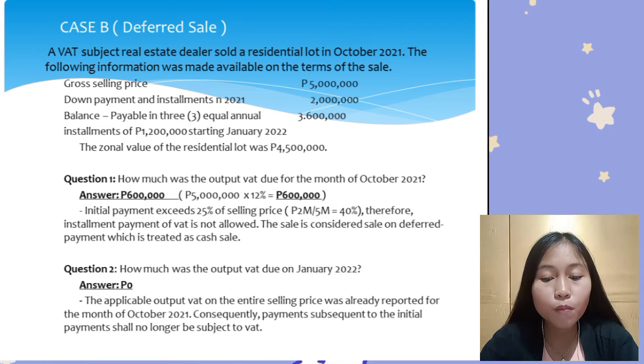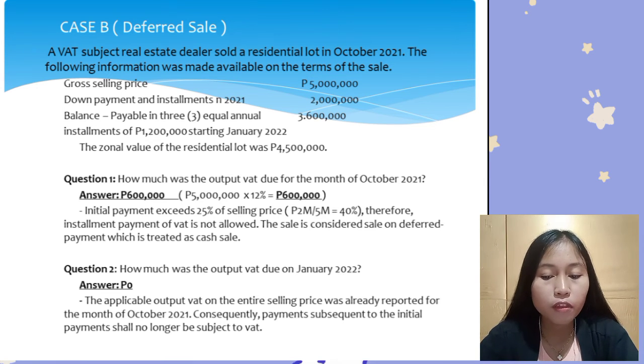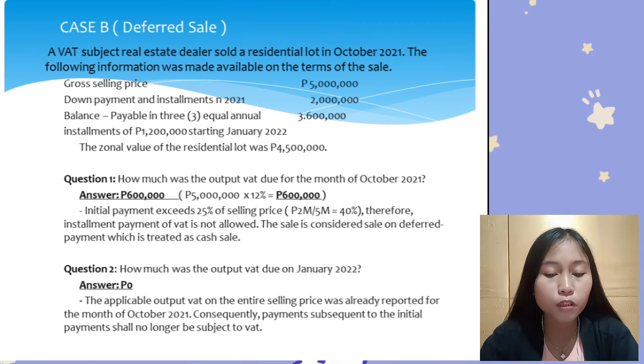Question number 2, how much was the output value on January 2022? Answer is 0. So why is it 0? The applicable output value, the entire selling price, was already reported for the month of October 2021. Consequently, payments subsequent to the initial payment shall no longer be subject to VAT. So it has already been reported for the month of October, and that is why the result is 0 pesos.